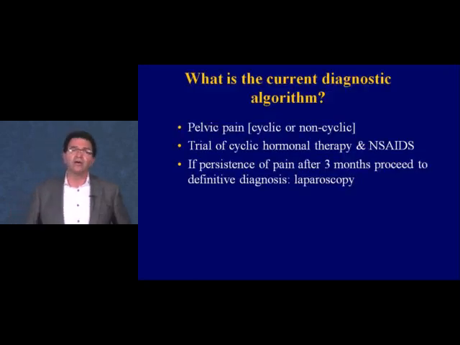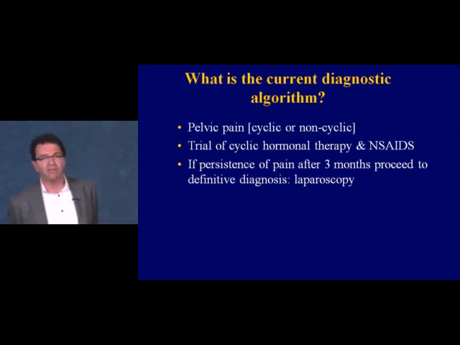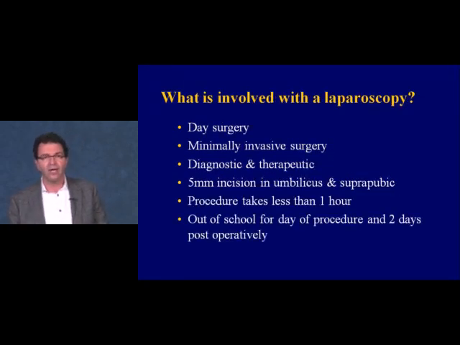So what is the current algorithm? If a woman has pelvic pain, whether it be cyclic or cyclic and non-cyclic, a trial of NSAIDs and oral contraceptive pill therapy for 3 months, and if there is still pain, proceed with a laparoscopy. What is laparoscopy? Well, it's a day surgery procedure. It's minimally invasive. It is both diagnostic and therapeutic. Typically takes less than an hour.